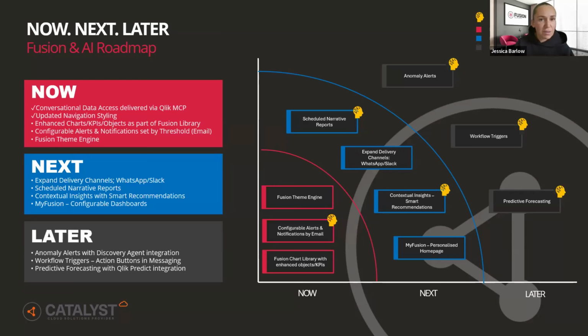And predictive forecasting with, again, Qlik's Predict. This is where we start moving from what has happened to what is happening to what is likely to happen next. So the later for me is really about closing that loop from insight to action and then from action to outcome. So if I step back from the roadmap, I think the direction of Fusion is pretty clear.